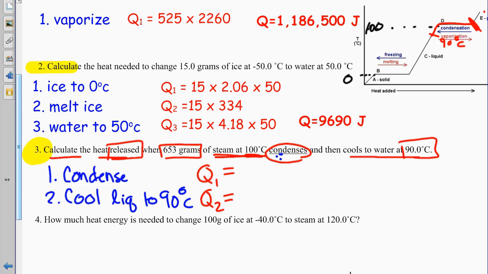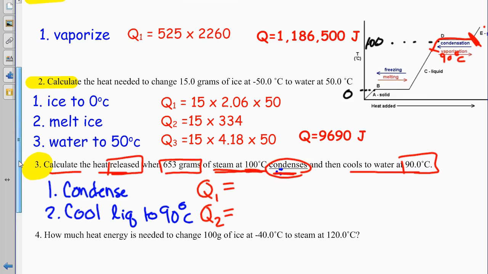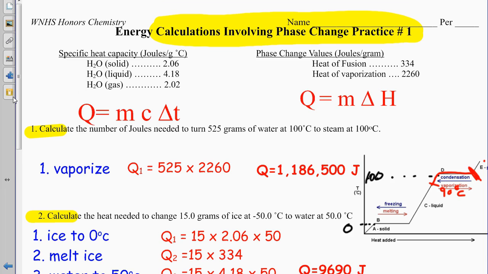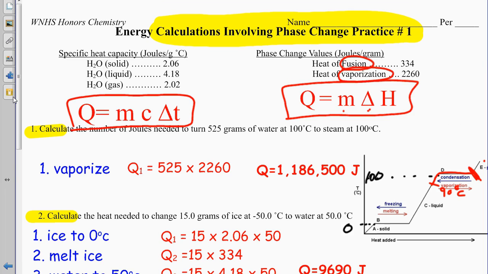Q1, I am doing a state change. So if you look here up at the top, if we are doing a state change, that means we are doing Q is equal to M delta H. We have fusion, that is melting and freezing, and vaporization, that is boiling and condensing. If you have a temperature change, you're using Q is equal to MC delta T, and it depends on what state you're in, but these are your C values for your different states of matter. Remember, there is no delta T in a phase change. That's why we do not use this. We use Q equals M delta H.